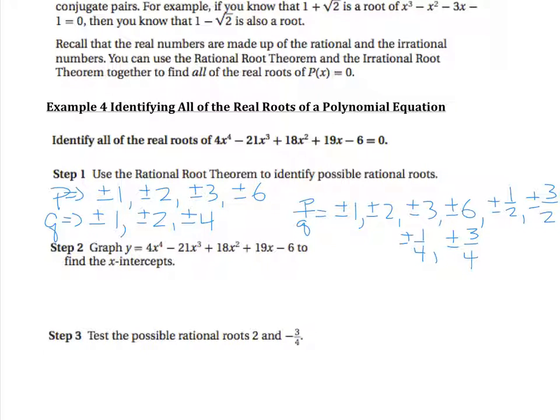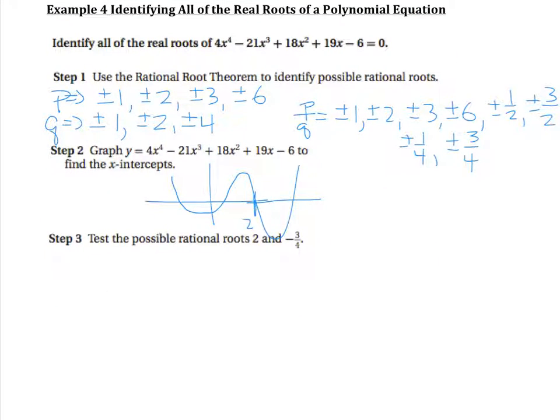It's nice to graph this to get a starting point, to get an idea. And when you graph it, it does go over 2. Kind of looks like something like that, where this is a nice number. And there is one at negative 0.75. So we test those. So I'll test 2 because that's the easier one.